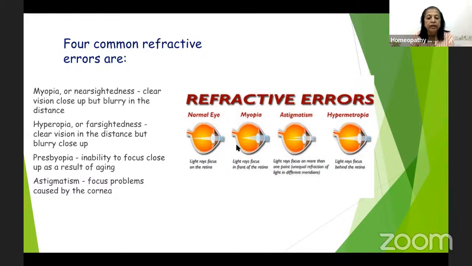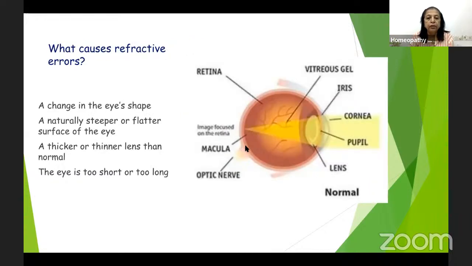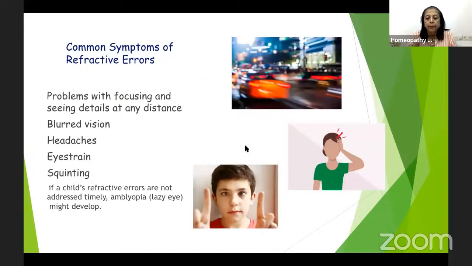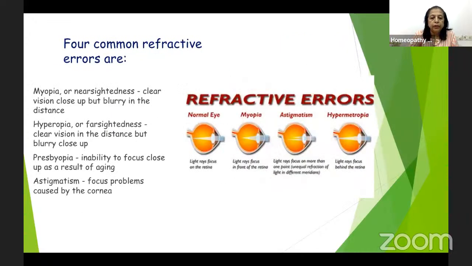One more refractive error is known as myopia. Here you will see the rays of light are focused in front of the retina. So the objects are seen very hazy, especially for distance. The patient will say that I cannot see distance very clearly. This is about myopia.